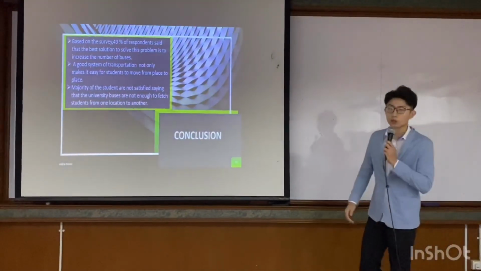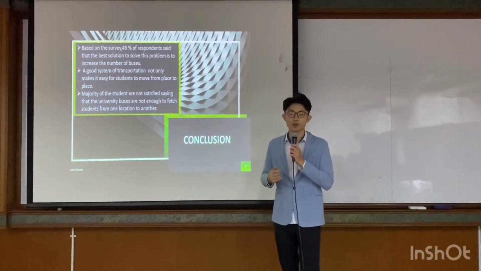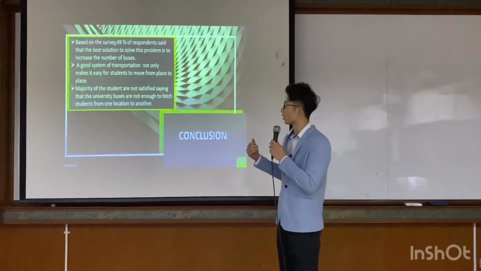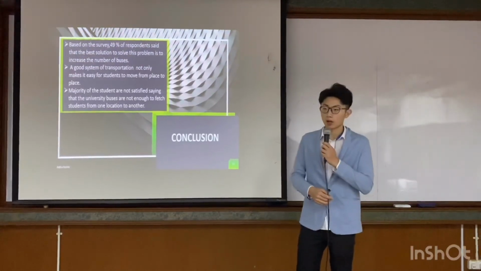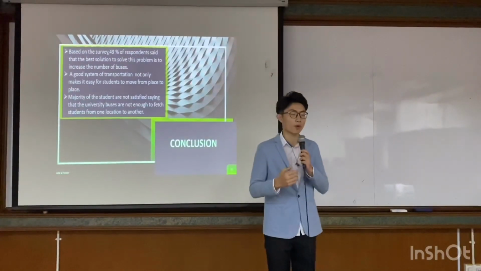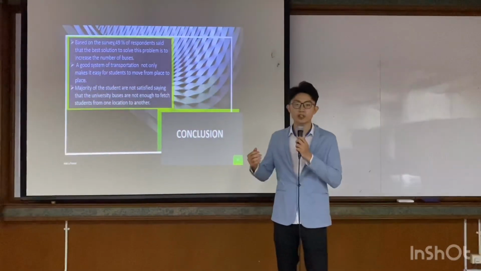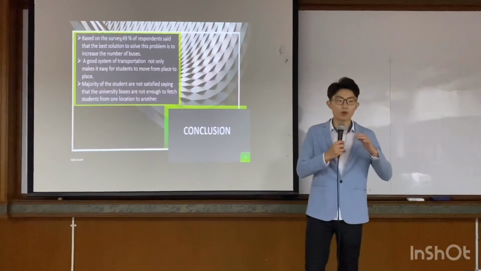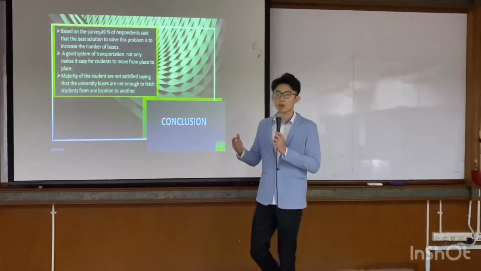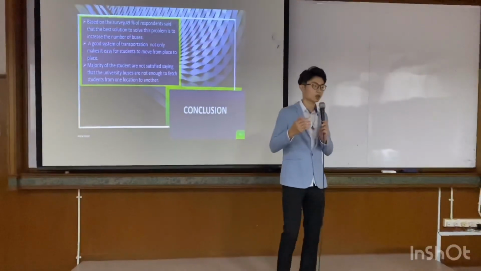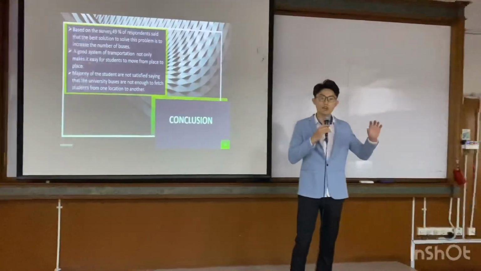Okay, I will do the conclusion of this topic. Based on the survey, half of the respondents said the best solution to the problem is to increase the number of buses, because the bus system is the most important in UPM. Almost every student needs this transportation to move from one place to another. If the number of buses is not enough, it will cause a lot of problems like absence from class, being late to class, and a lot of traffic jams.